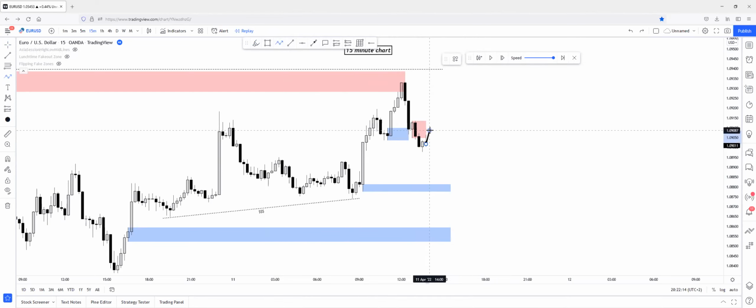So the first one is price taps this demand zone. Let's say this is the 1-minute structure, so price is coming down to this demand zone and taps this demand zone. This could be considered a counter trend trade because every single time frame has turned bearish.